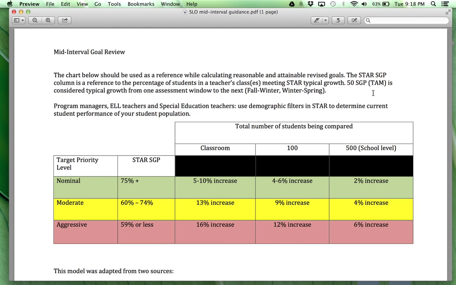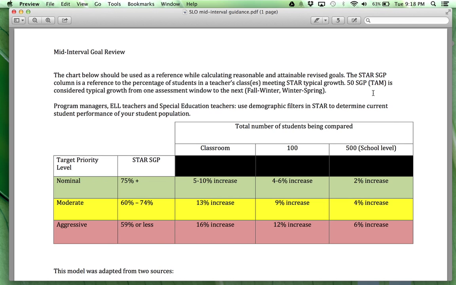So you want to lift up one or two more kids. That is a reasonable goal to assume that you could meet by the end of the year. So we would measure that from the winter to the spring window. Likewise with a moderate goal. So there's some general guidelines there for how you can set goals using any assessment.